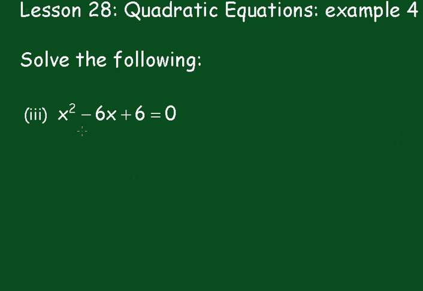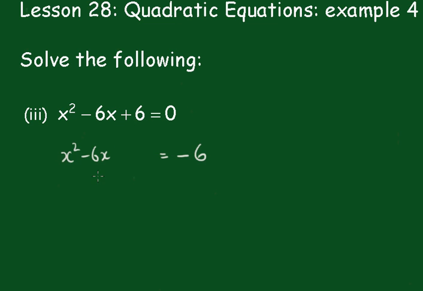Right, now in part 3 we have to solve x squared minus 6x plus 6 equals 0. Now this is a very important one. You'll see if you try and find numbers which multiply to give you 6 and add to give you minus 6, you can't do that. Right? So what we have to do is this. We subtract 6 from both sides and get it on this side.